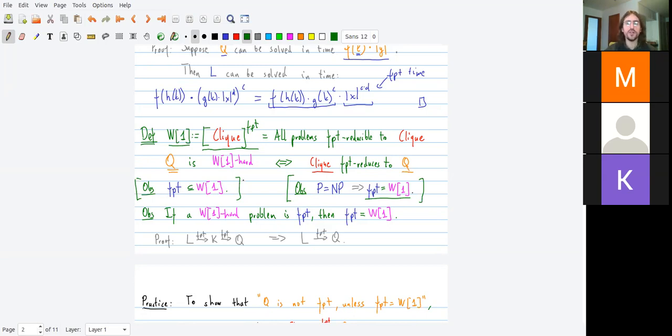And in general, if I have any problem that is W1 hard, and it turns out that actually it has an FPT algorithm, then FPT is equal to W1. Because why?